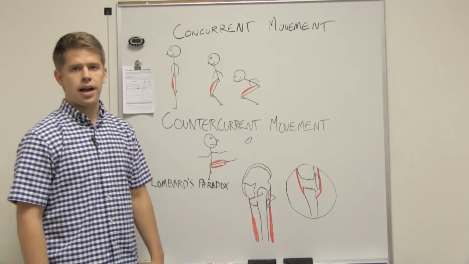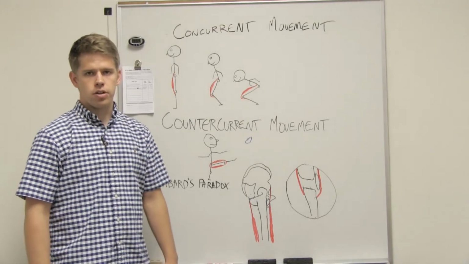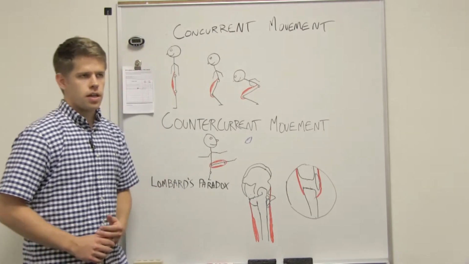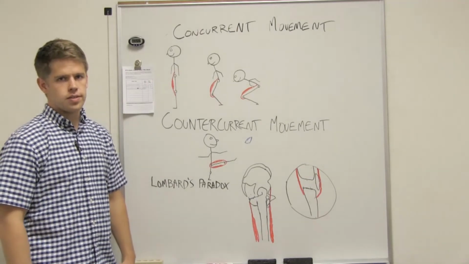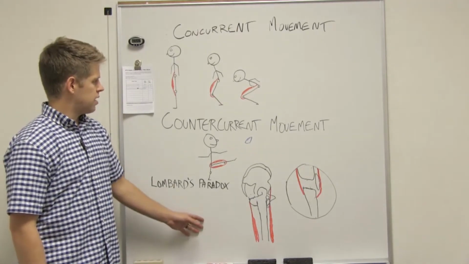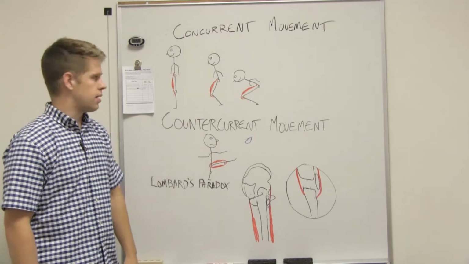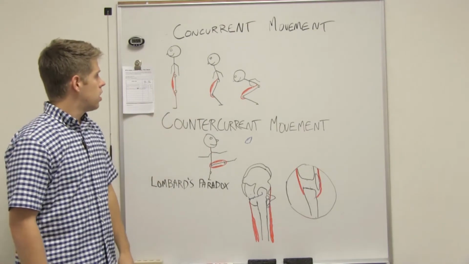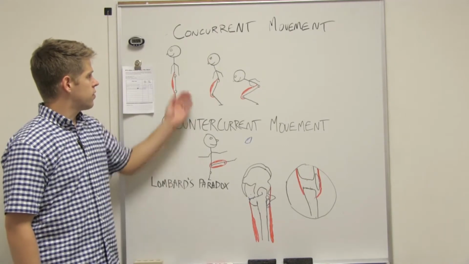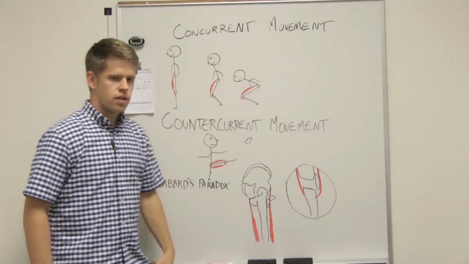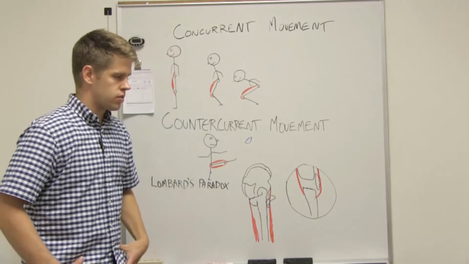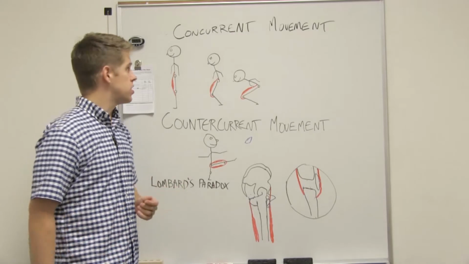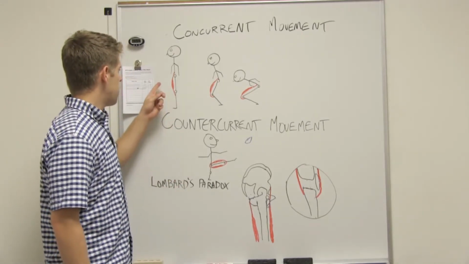And this happens over biarticular muscles. Now, a biarticular muscle is a muscle that crosses two joints. The muscles we're going to be using for our examples are the rectus femoris and the biceps femoris. So the first thing that takes advantage of maintaining the slightly stretched position is the concurrent movement pattern.